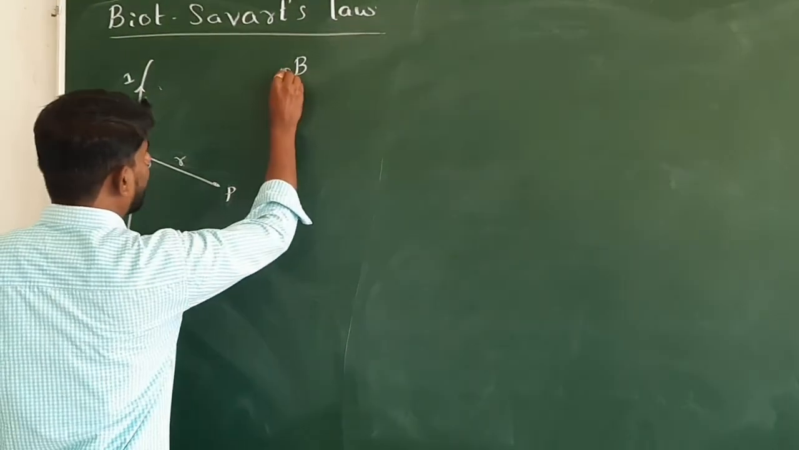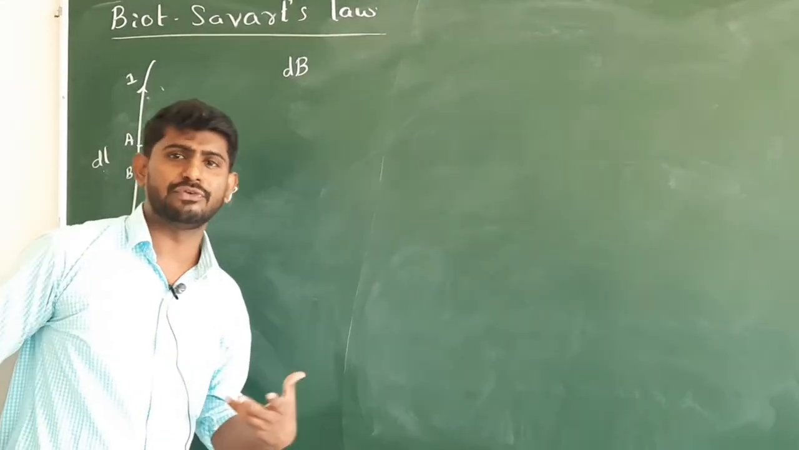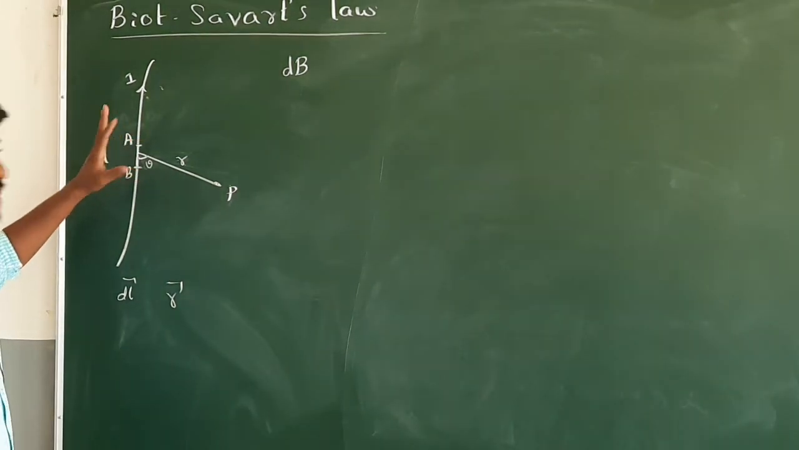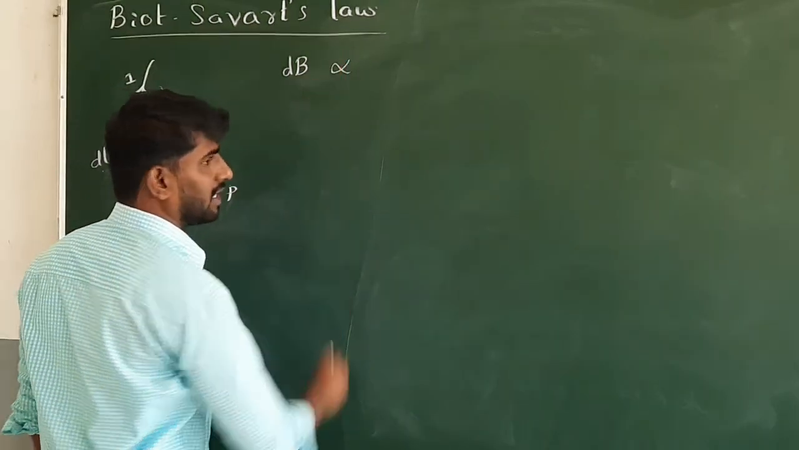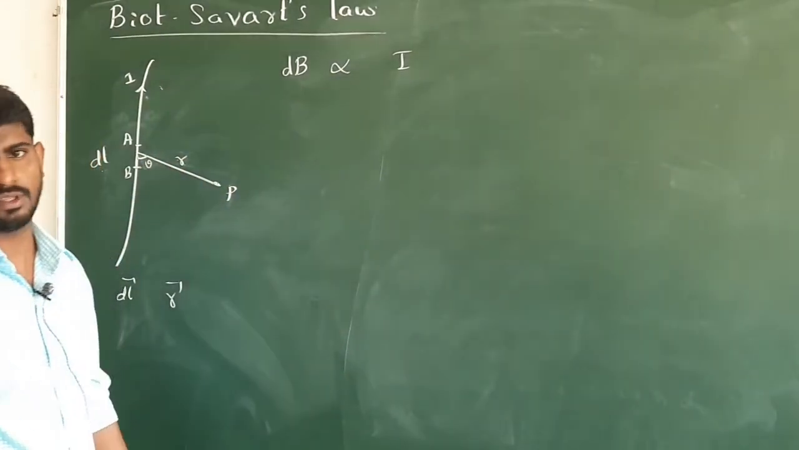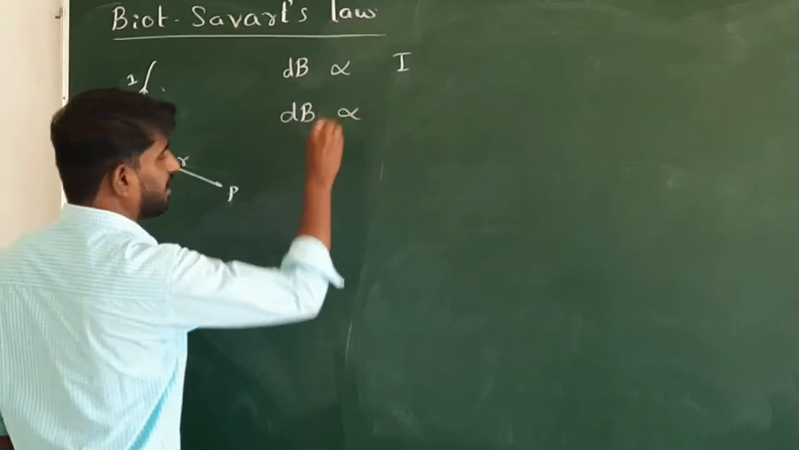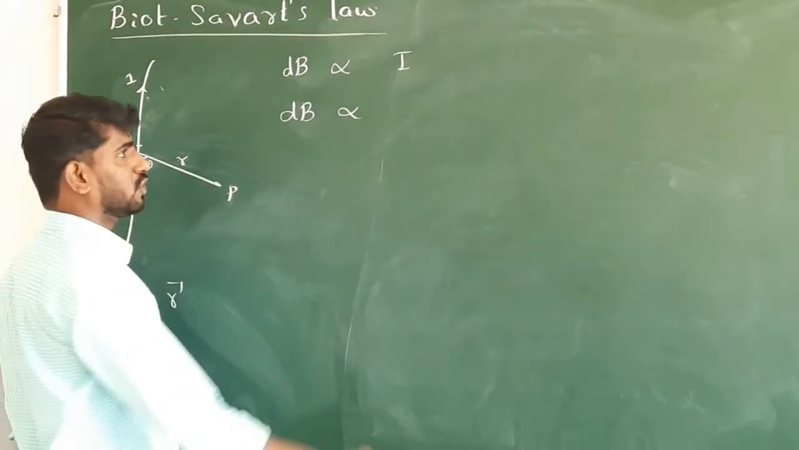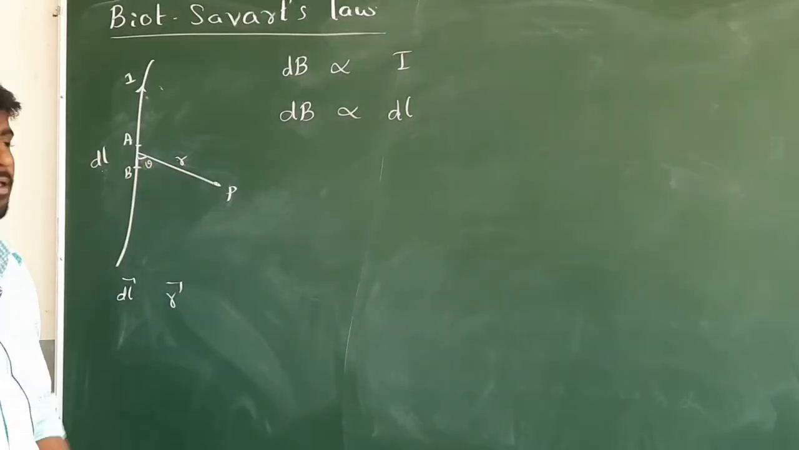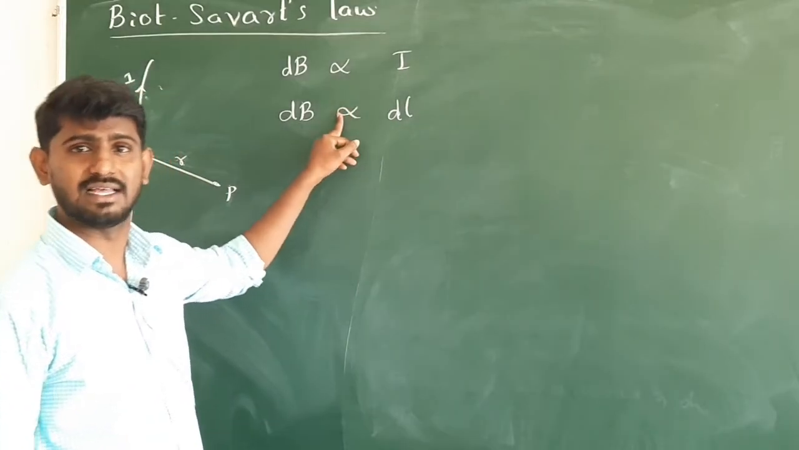So I represent it by dB. What's the dB? dB is the magnetic field due to a small element, and it is directly proportional to the current in that element. The dB is also directly proportional to the length of that element. If the length of the element is more, the magnetic field will be more. If the length of the element is lesser, the field is lesser.